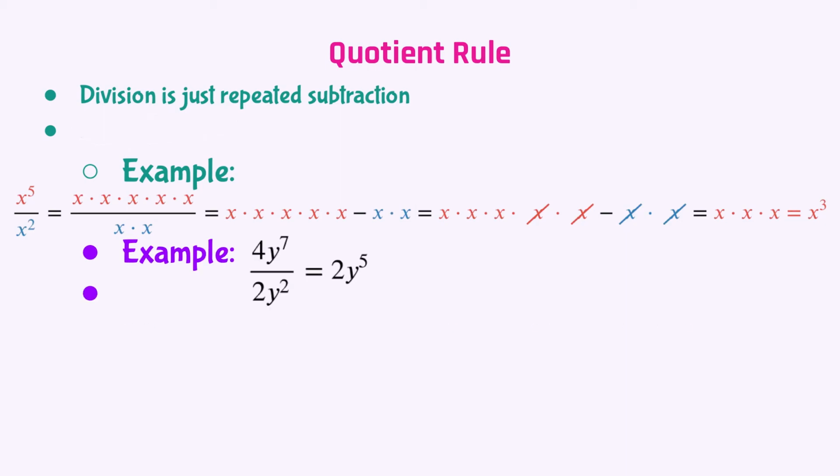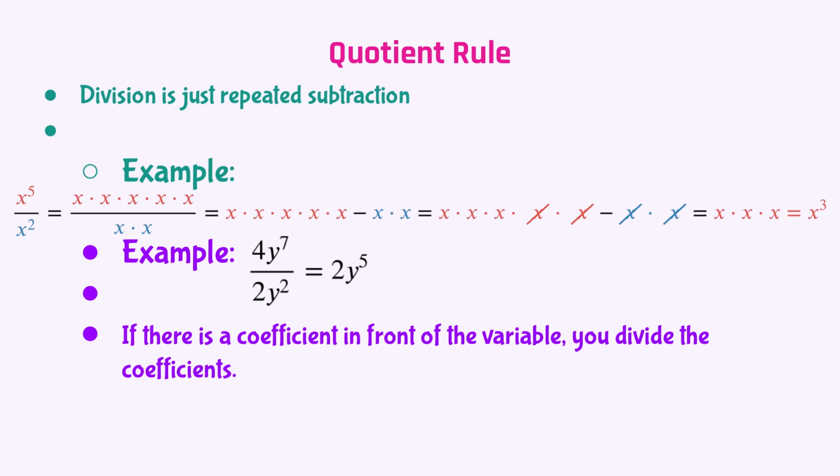The other example is 4y to the 7th divided by 2y squared. Just like when we did the power rule and you were multiplying numbers or letters with coefficients, you're going to divide the coefficients. So here, 4 divided by 2 is 2. Then we're going to subtract the exponents. 7 minus 2 is 5. So your answer would be 2y to the 5th.